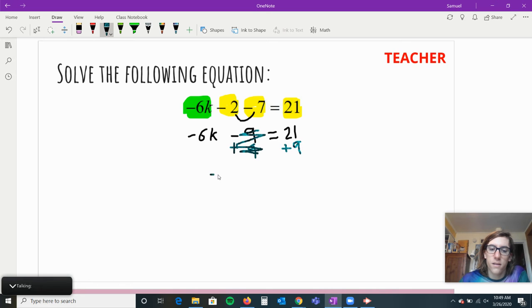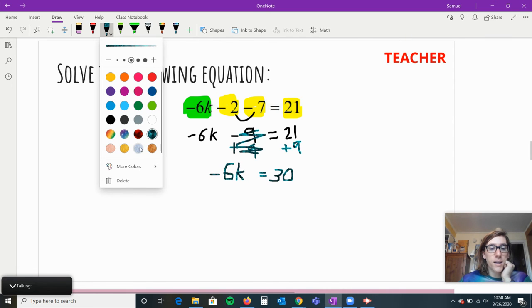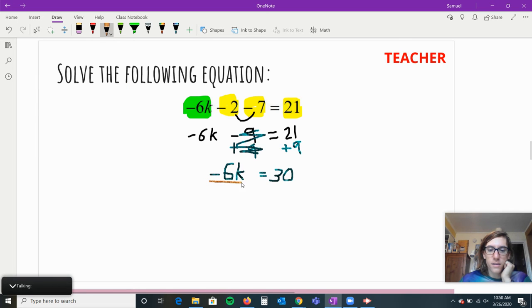Those cancel. So now we should have -6k equals 30. Okay, -6k equals 30, and now it's a one-step equation. So we say, all right, opposite of multiplying by -6 would then be dividing by -6. So we could say, okay, divide by -6, divide by -6.